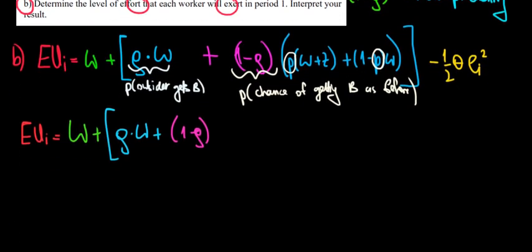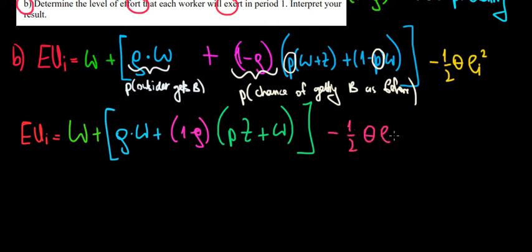So over here we would have P times Z plus W, close the brackets, minus the cost of effort, minus 1 over 2 theta e to the power of 2. Okay, what can we do now? We could substitute the probability depending on the effort level, and then we can differentiate the entire expression with respect to the effort level.